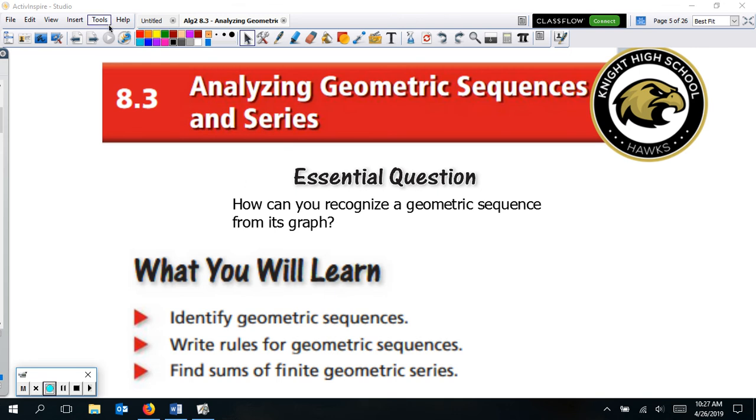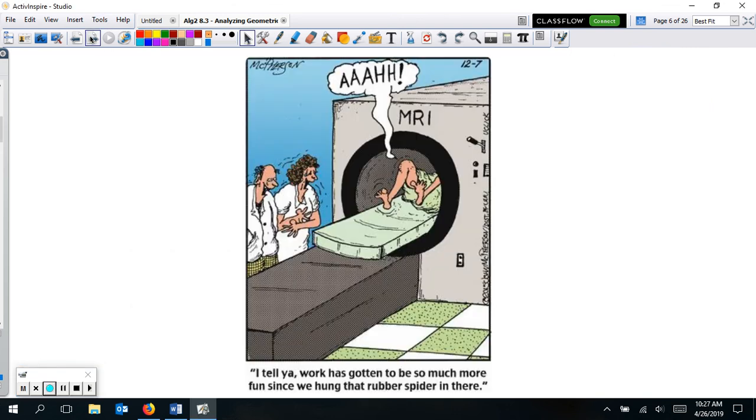Alright, first let's go and do a little cartoon. So the guy's going into an MRI machine and screams his head off. I tell you, work has gotten to be so much more fun since we hung that rubber spider in there. And they're laughing their heads off. So MRIs are already scary enough. Hopefully you don't ever have to have one.